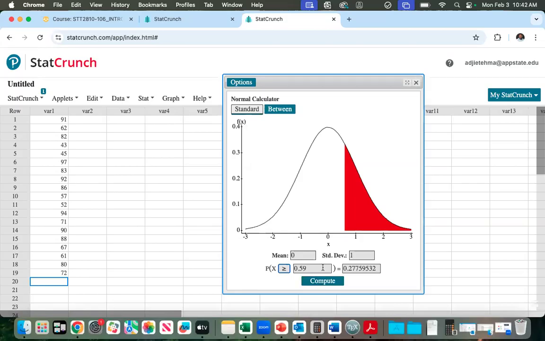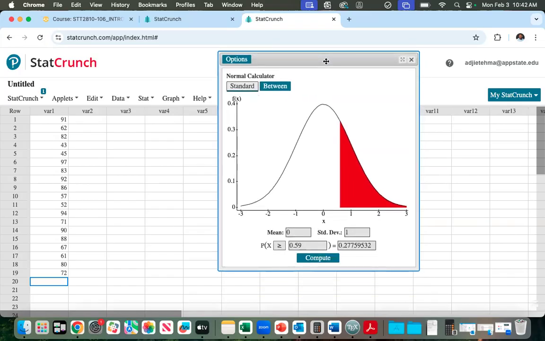So standard normal, 0, 1, greater than 0.59 here. I get 27.7, almost 76%. Can you see that? We are told standard normal. So I count standard normal means 0, 1. We are asked to compute z greater than 0.59. So then you get that. And that should give you B.